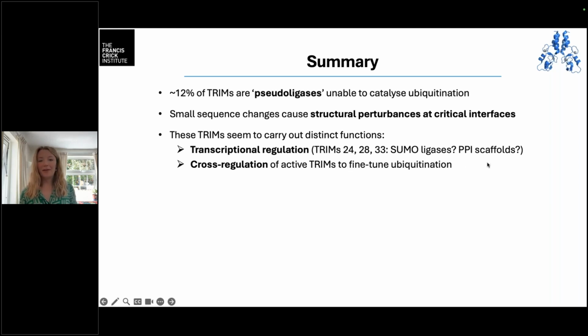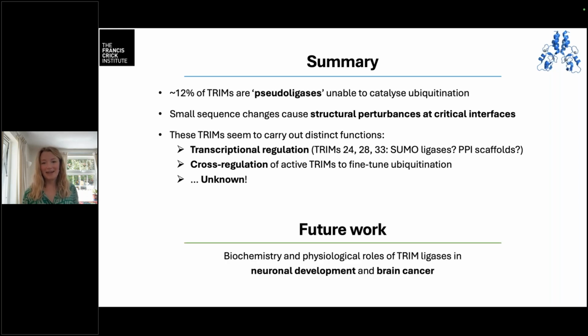I've been able to show you that for a couple of them, these pseudoligases seem to inhibit the active forms. And what is actually really exciting is that for some of them, we just don't know. So for example, for TRIM6, it's been very convincingly shown that TRIM6 can restrict viral replication. But if it's not by ubiquitination, then what is the mechanism? And can we actually take advantage of that therapeutically? So there's a lot more work to be done.